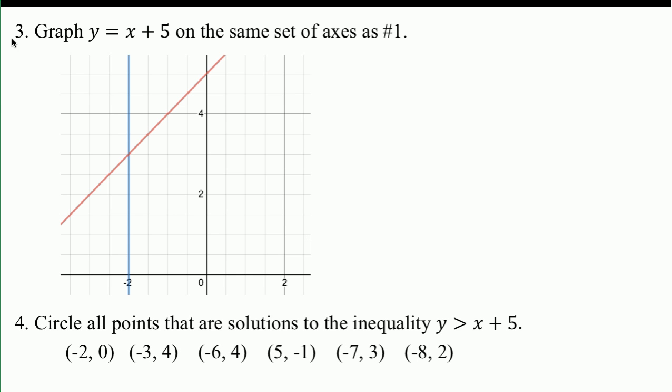Number 4 asks you to circle all points that are solutions to the inequality y greater than x plus 5. So here we are looking for any point whose y-coordinate is greater than 5 more than its x-coordinate. If we look at the first point, (-2, 0), we can see that this is not a solution, since -2 plus 5 equals 3, and the y-coordinate, which is 0, is not greater than 3. If you do that for each of the other points, you'll find that (-3, 4), (-6, 4), (-7, 3), and (-8, 2) are solutions.